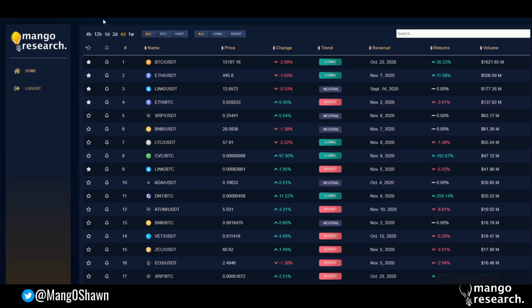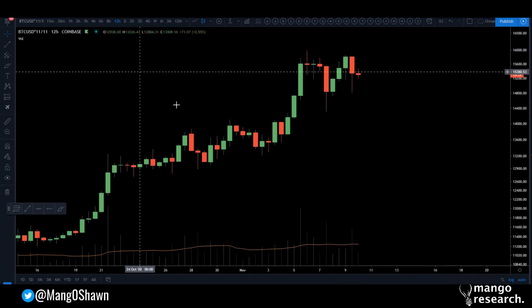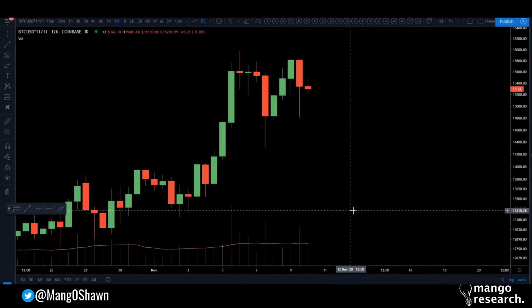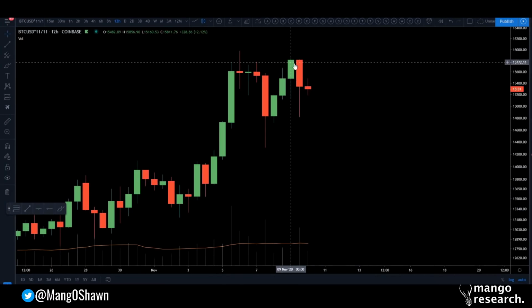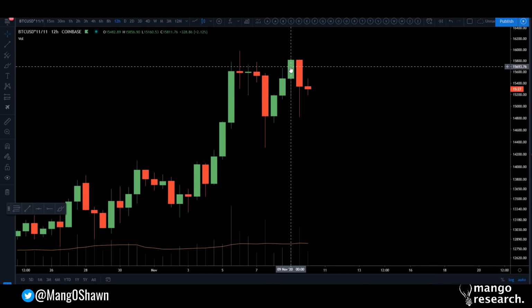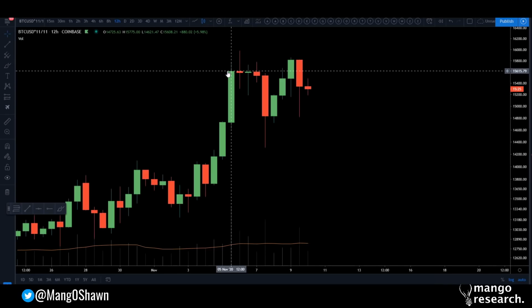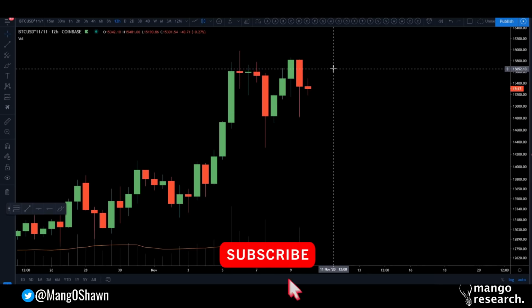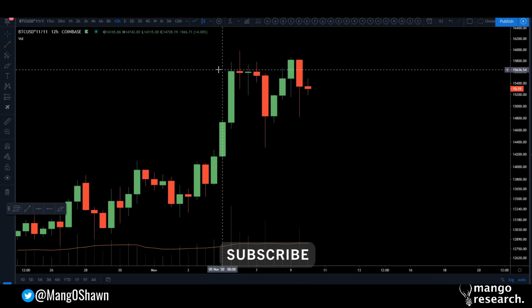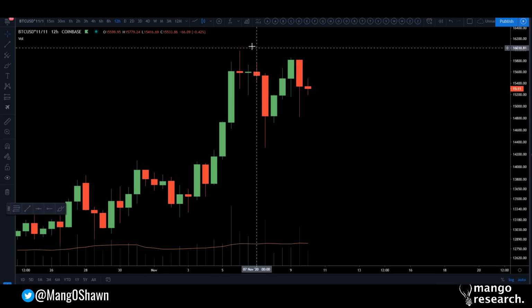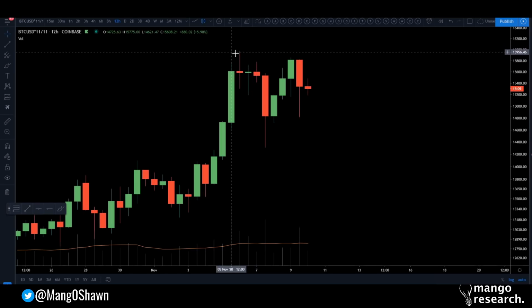Let's get on over to Bitcoin on the 12-hour for a quick update on what we were discussing yesterday. In yesterday's video, we were at this green candle that closed above this horizontal at 15,615, let's round off to 15,600. What were we looking for? We were looking for the next 12-hour candle to, one, close above this horizontal as well, and two, take out this high on the follow-up.